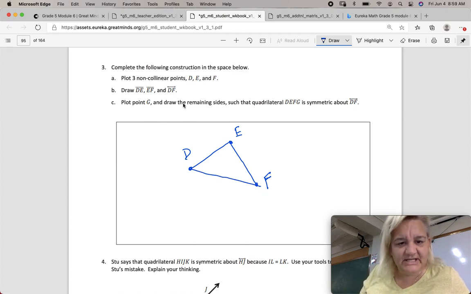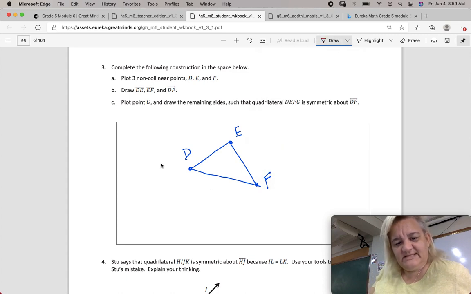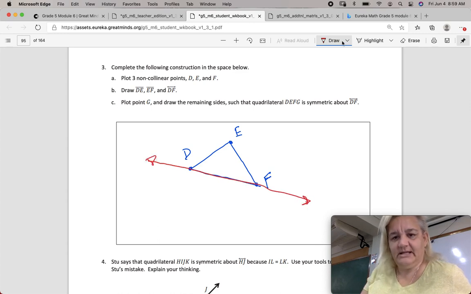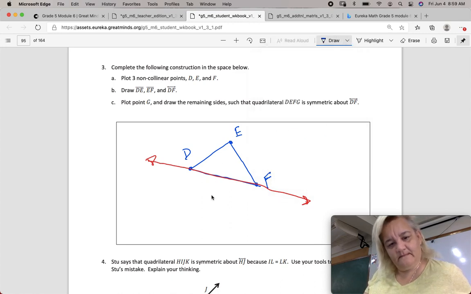Plot point G and draw the remaining sides such that quadrilateral DEFG is symmetric about DF. So I'm going to make this, and I use a different color. This is going to be my line of symmetry right here. Okay, there's my line of symmetry. And what I want to do is create the exact thing on this side. So I'm going to make a nice perpendicular line.